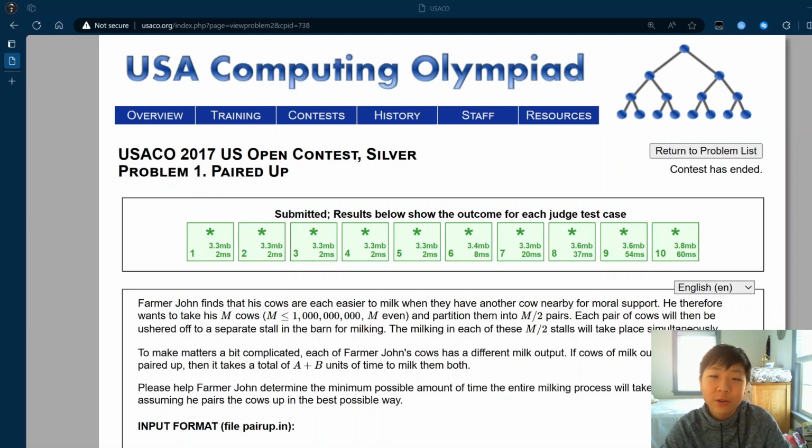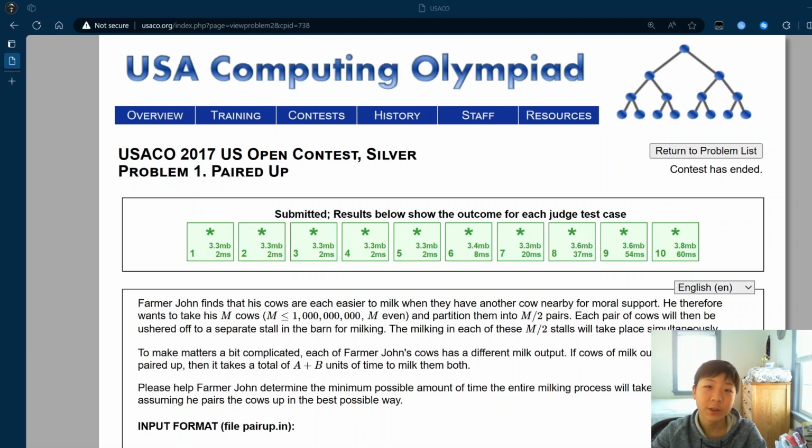Now the milking is going to take place simultaneously, and if cows of milk outputs A and B are paired up, then it takes a total time of A plus B to milk them both. Essentially, all we're doing is splitting the cows into pairs, and we want to minimize the maximum of all of those sums of pairs.